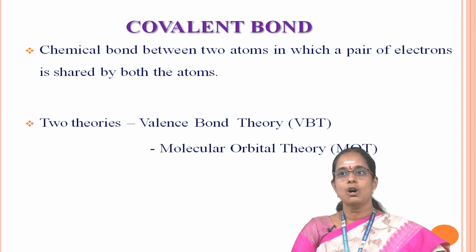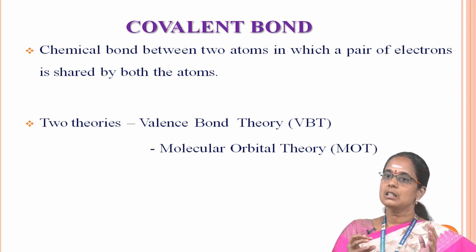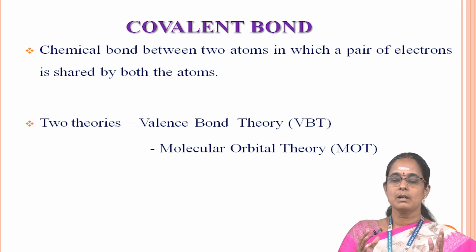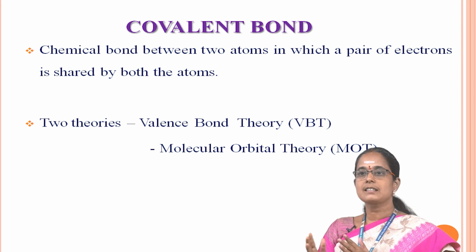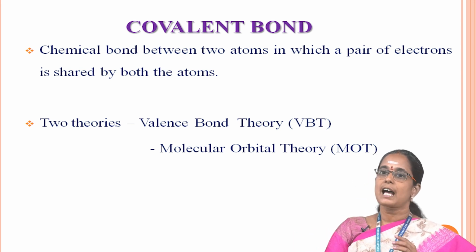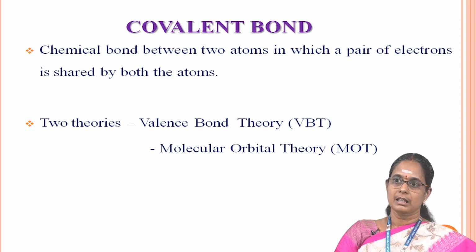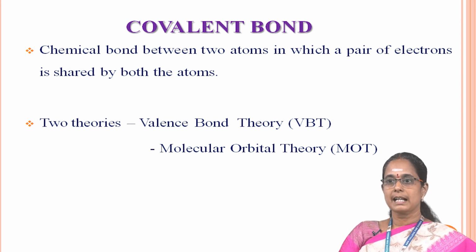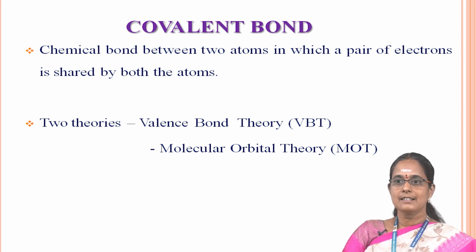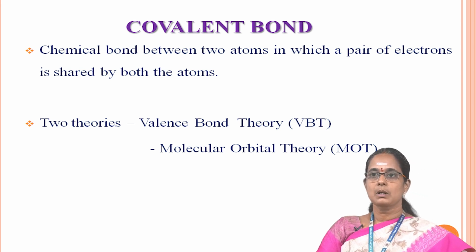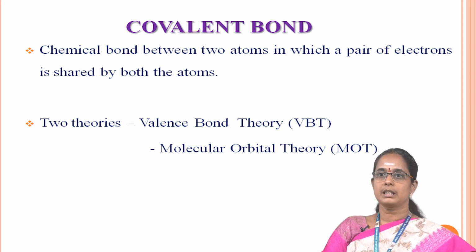For this concept of covalent bond, we need theories which would answer questions like why covalent bonds are formed, how the electrons are arranged in space in a molecule, and how the sharing of electrons could explain the geometry of the molecule. Development of wave mechanics has led to two theories: one is valence bond theory and the other is molecular orbital theory, that is VBT and MOT.